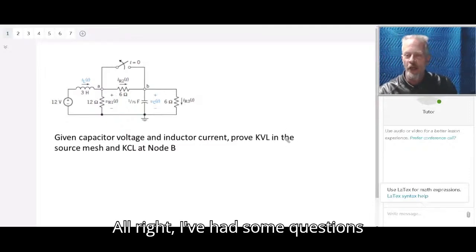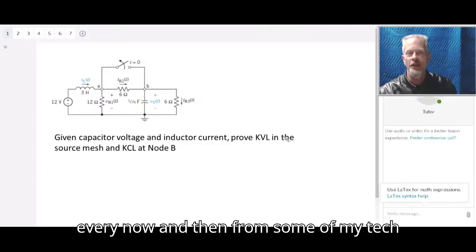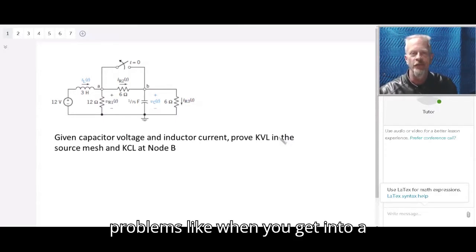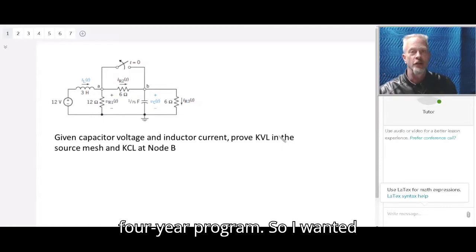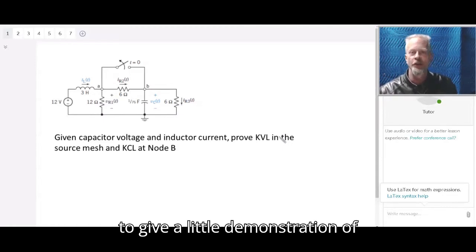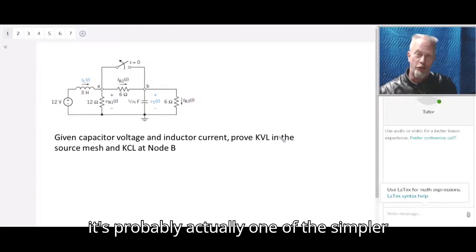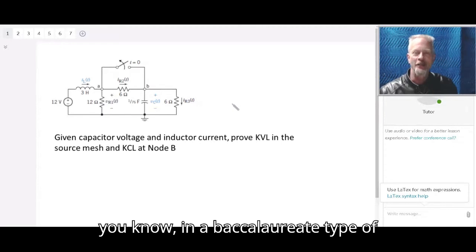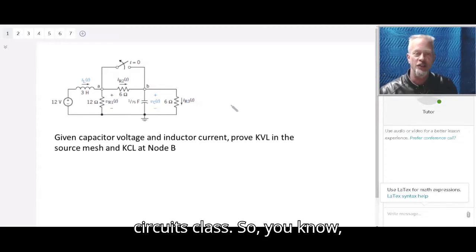All right, I've had some questions every now and then from some of my tech school students about what the problems are like when you get into a 4-year program. So I wanted to give a little demonstration of what's probably actually one of the simpler problems that we would have to deal with in a baccalaureate type of circuits class.